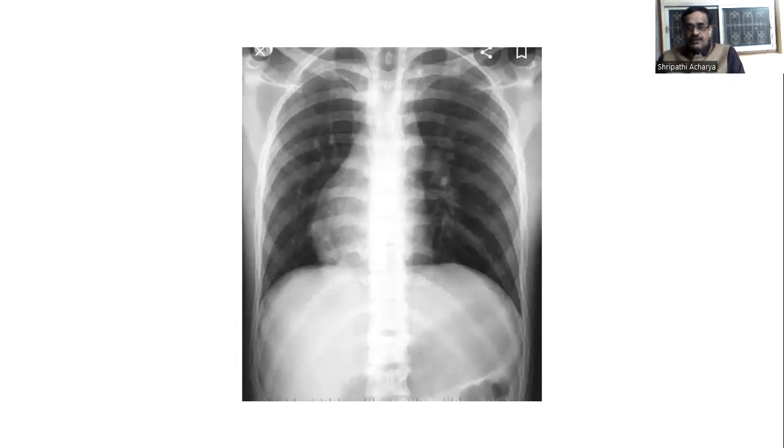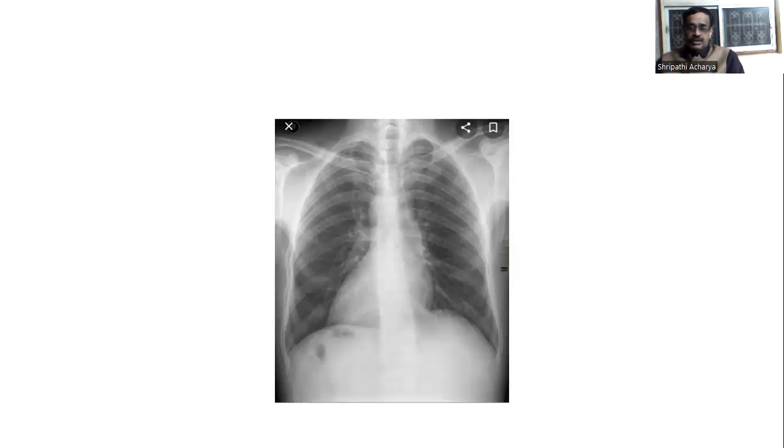Here you see the X-ray of a patient. You can see the cardiac apex is present in the right side of the chest. So the heart is situated in the right side of the chest instead of the normal left side of the chest. It is known as dextrocardia. The cardiac apex is present in the right side.